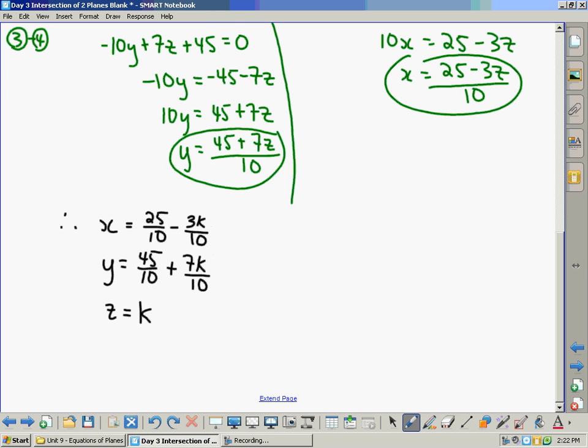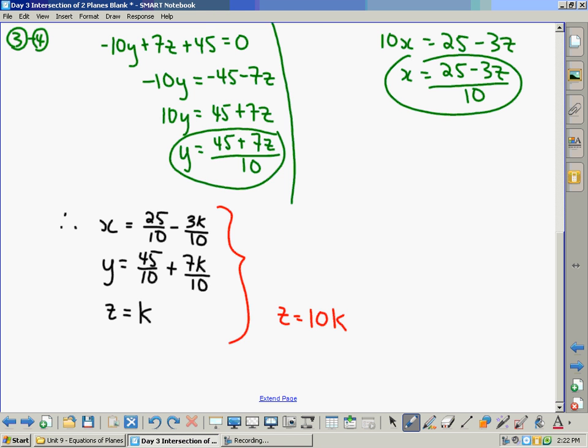Now, technically that's our answer, but I don't like the fact that it's got all sorts of fractions in it. So the cool little adjustment I can do at this stage is instead of letting z equal k, I'm going to let z equal 10k. Remember, I can let it be whatever I want. So I'm going to be a little bit more creative and make it 10k.